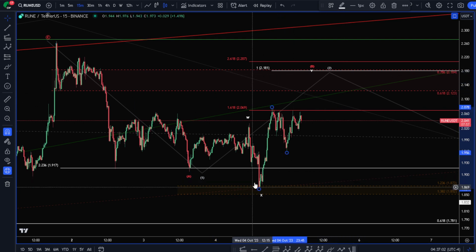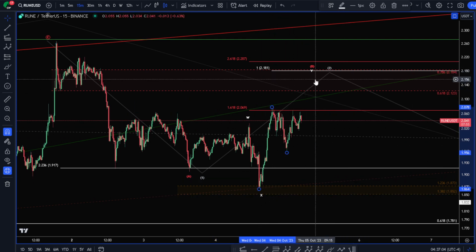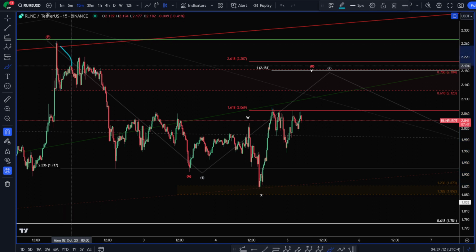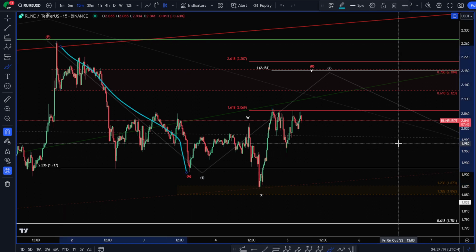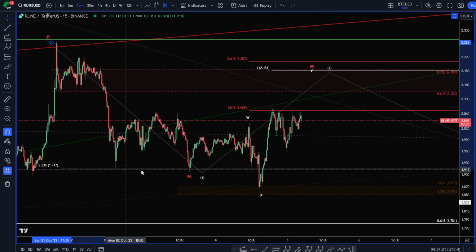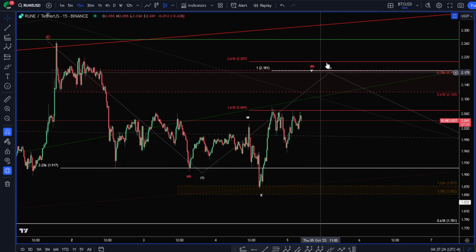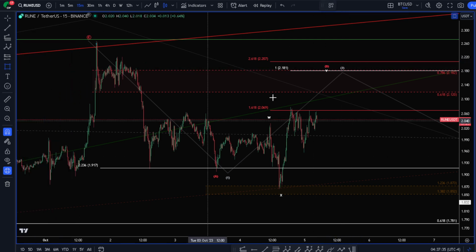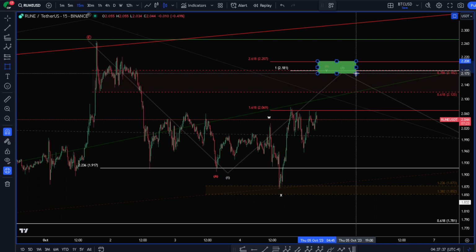And the 1-to-1 extension of this first wave, if we just get an ABC here, is 218.1, and that lines up with the 786 of this first wave here. You can see pretty closely that it lines up with the 786. So the question is, where do we pivot from here? That's an area I'm quite interested in just to see what happens there. Just going to draw a little box there, right in this area.